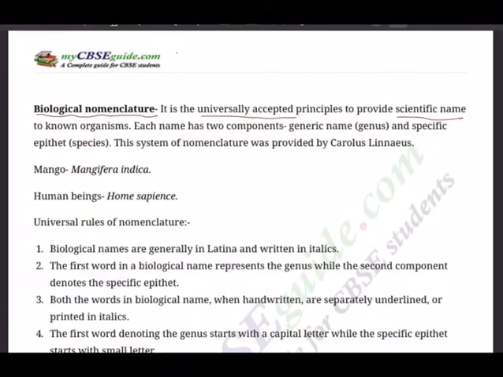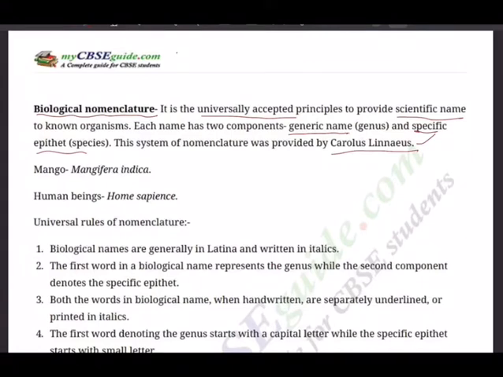And this scientific name always has two components: generic name, say genus, and specific name, specific epithet, species name. So every organism has two parts: genus name and species name. This system of nomenclature was provided by Carl Linnaeus, the father of classification.